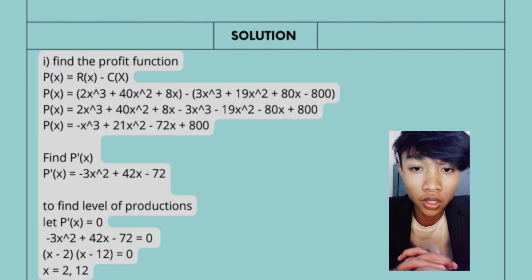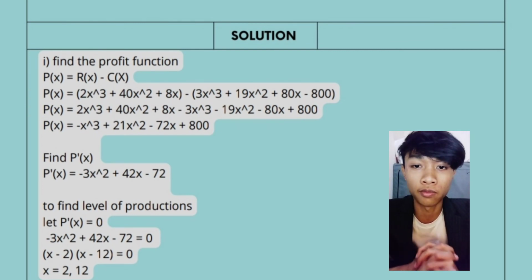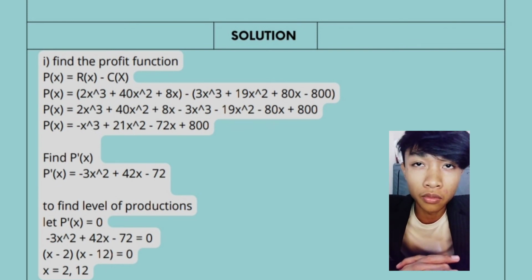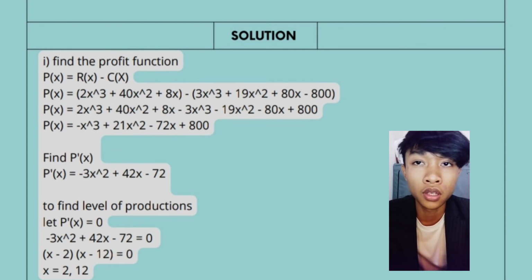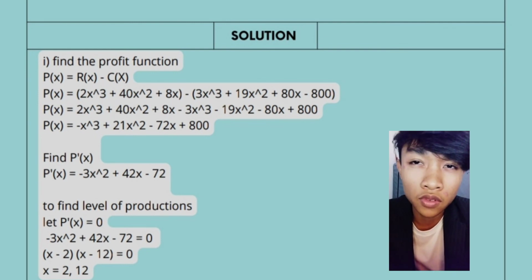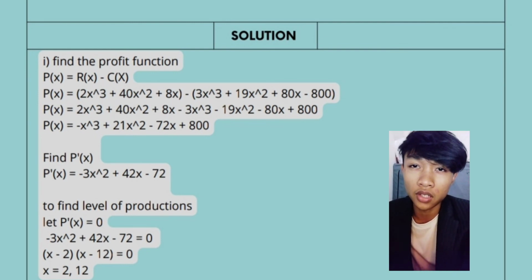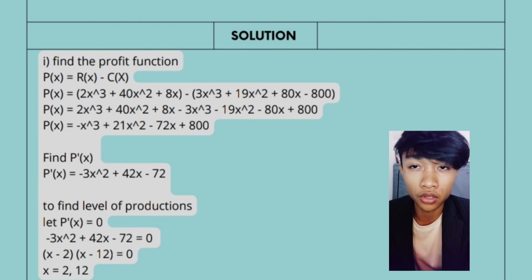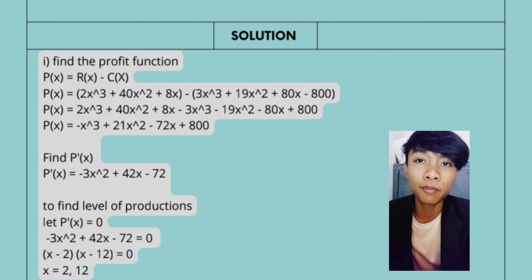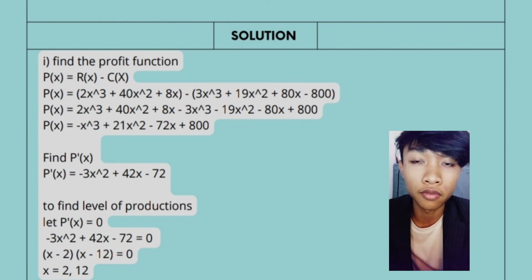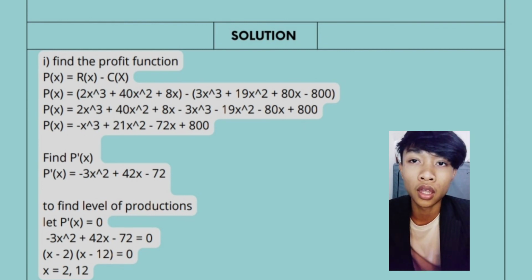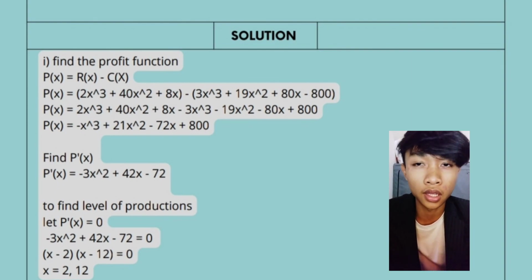The next step is we need to find the derivative of the profit function, which we take from the original profit function, and we apply the derivative. We get negative 3x to the power of 2 plus 42x minus 72. To find the level of production, we let P prime x equal to 0, and we get the values x equals 2 and 12.